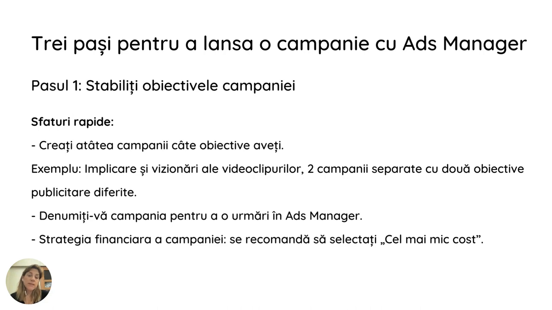So a few tips when setting up your campaign objectives. You can create as many campaigns as you have objectives. If you have a video and you want to get people to watch it, but also engage through likes, comments, and shares, you can launch 2 separate campaigns with 2 different objectives, one with video views and one with engagement as an objective. Another point is to make sure to name your campaign something that's relevant to the campaign itself, so you can track the results in Ads Manager. And finally, when you are launching the campaign, you may want to select lowest cost as a campaign bid strategy, as this is the easiest for advertising beginners.